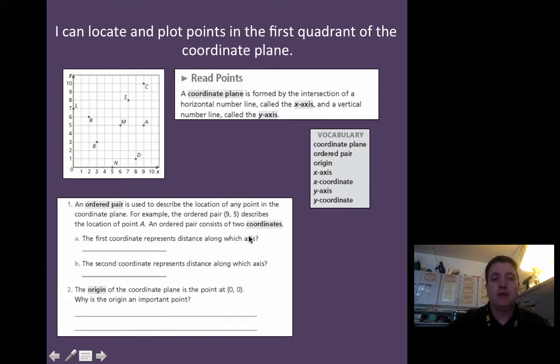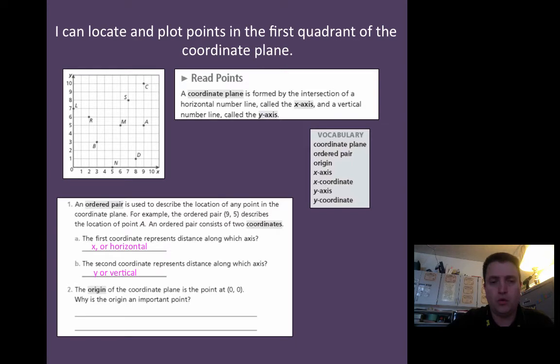The first coordinate represents a distance along which axis? I just went over that. The first coordinate represents the distance along the x or horizontal axis. The second coordinate represents the distance along the y or vertical axis. The origin of the coordinate plane is at point 0, 0.